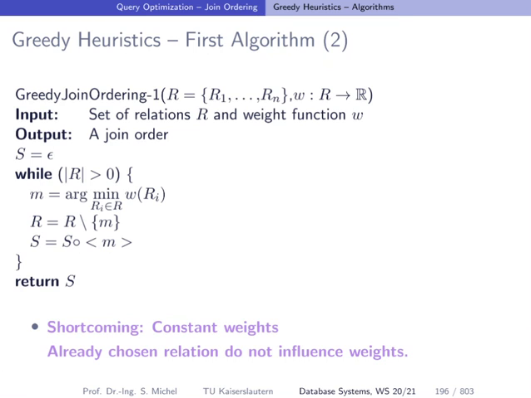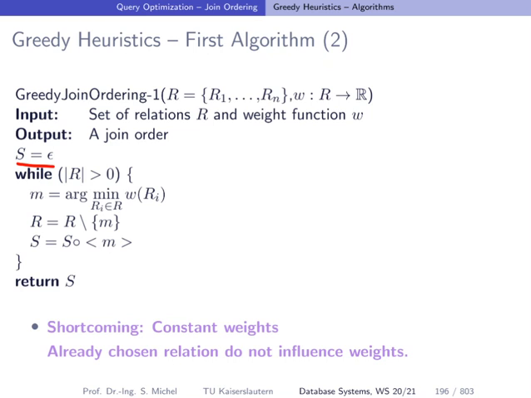Okay, here's the first one, greedy 1, or greedy join ordering 1. It takes as input a set of relations and a weight function, for instance, cardinality. Weight function takes a relation and maps the relation to a real number in general. So, okay, let's look what the algorithm is doing. We start with an empty sequence. That's our output sequence in the end.